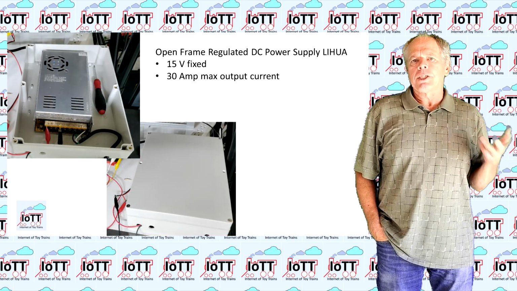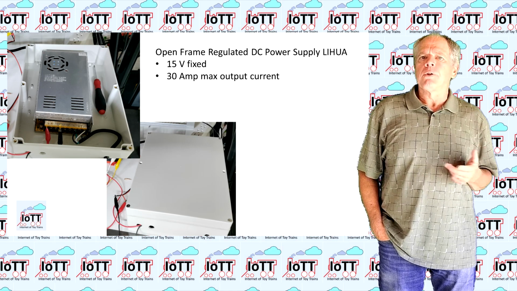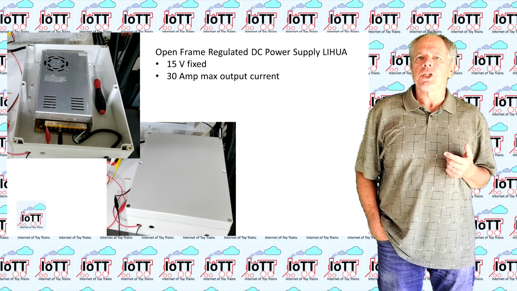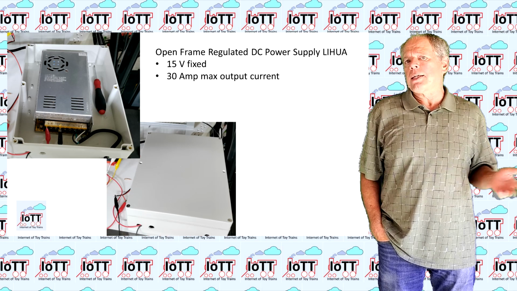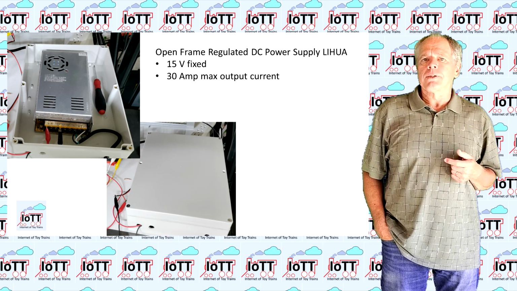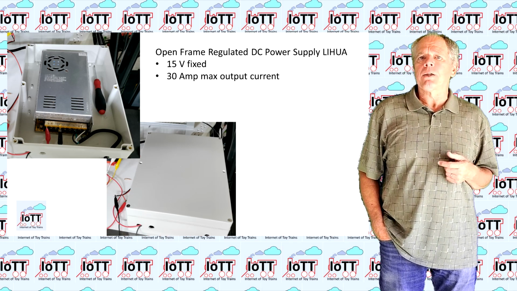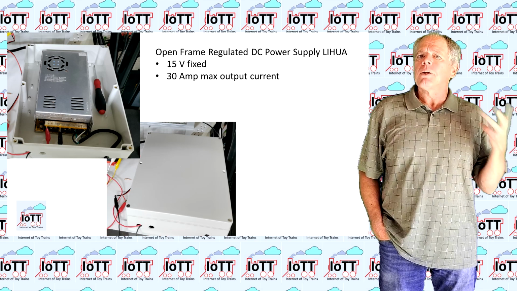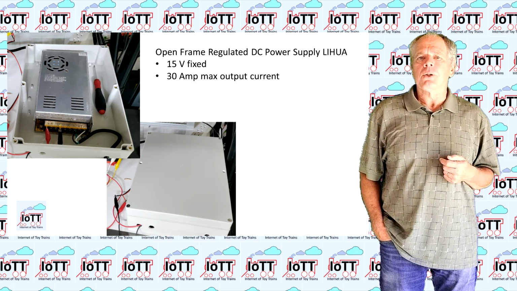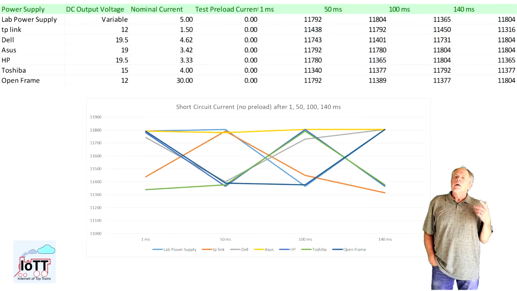And finally, I measured the short current of my 12 volt 30 amp open frame switching power supply. Of course, as recommended in video number 138, I put it in a plastic enclosure for safety reasons because of the readily accessible connector block. The tests were pretty uneventful.